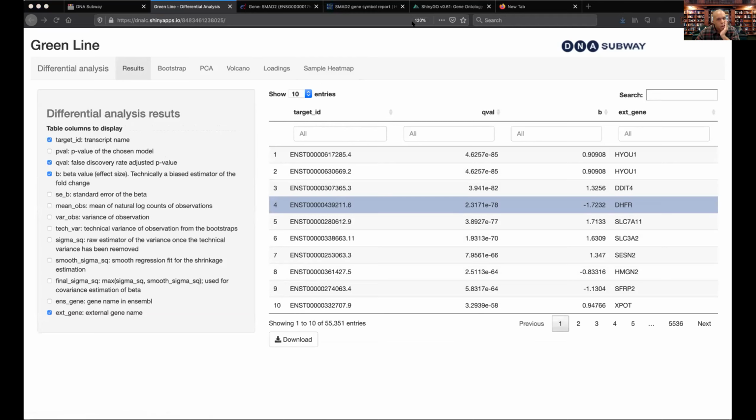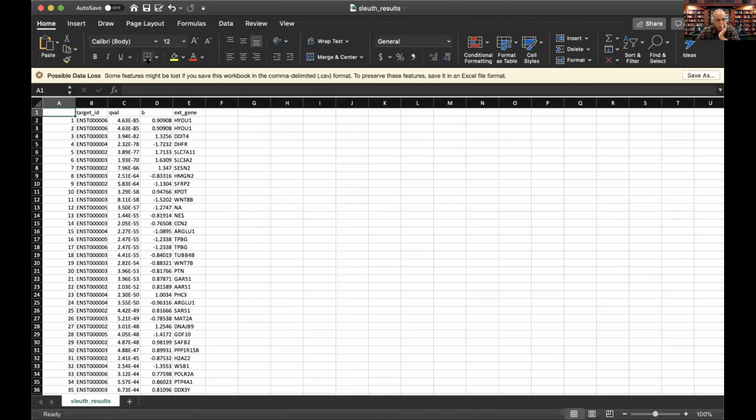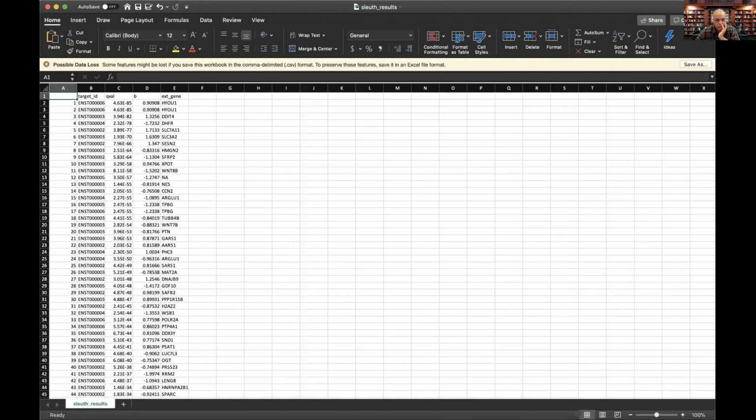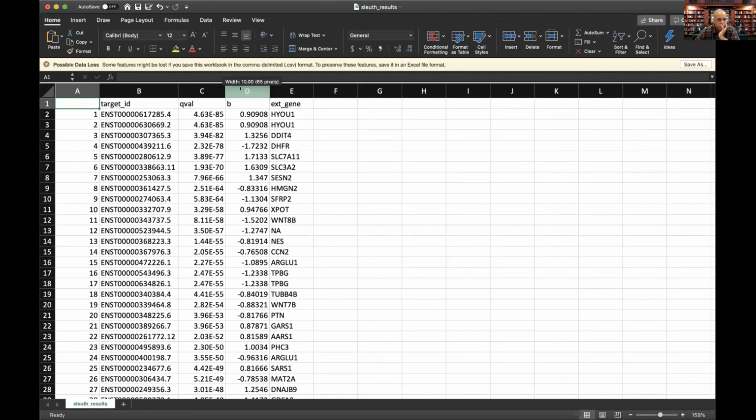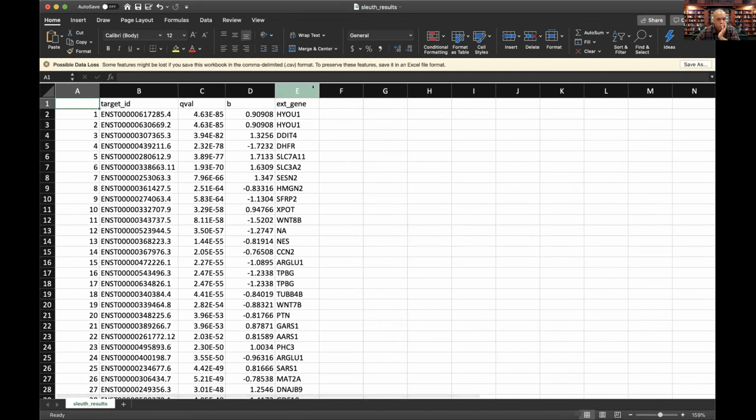Okay. And I am going to go also and share my Excel. Sleuth results, I think. Okay, so this is basically the same thing. It's just in Excel, and there's some things that I want to show you how to do here. Because I want to sort by more than one thing. If you go back in the DNA subway, you can sort by multiple things.